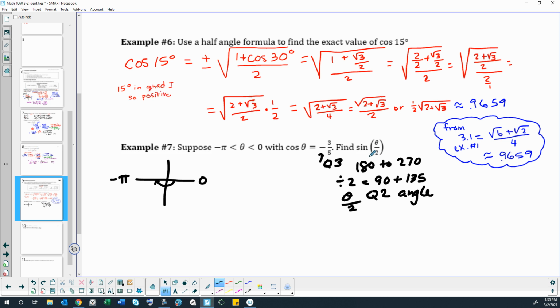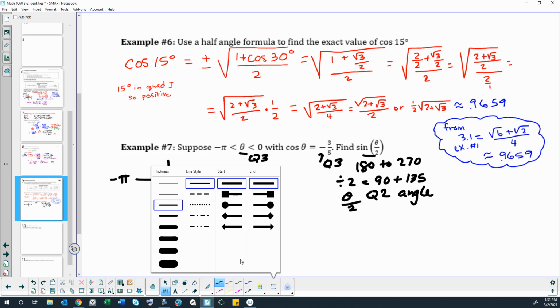The reason that's important is that in quadrant 2 sine is positive, but in quadrant 3 sine would have been negative. So we have to understand that distinction between the fact that theta is quadrant 3, but theta divided by 2 is quadrant 2, so sine is positive in quadrant 2, even though it's negative in quadrant 3. Okay, let's go ahead and use our formula to do the problem.